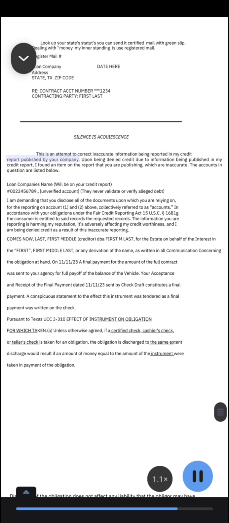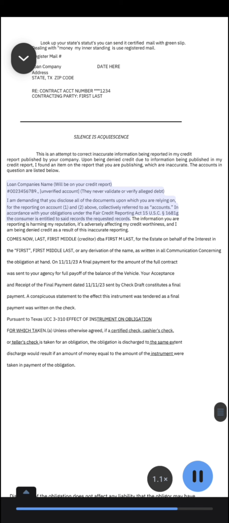This is an attempt to correct inaccurate information being reported in my credit report published by your company. Upon being denied credit due to information being published in my credit report, I found items on the report that you are publishing which are inaccurate. The accounts in question are listed below. Loan company's name will be on your credit report number 0023456789. Unverified account. They never validated or verified the alleged debt.